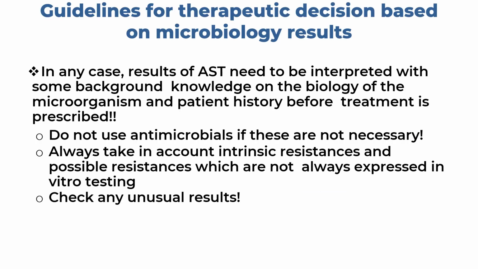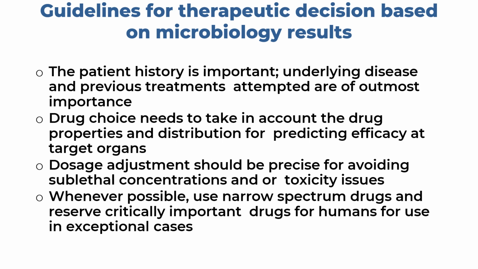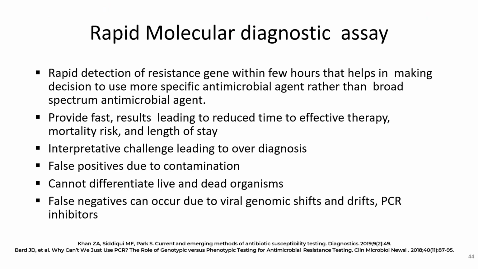In any case, the results of sensitivity testing need to be interpreted with some background knowledge of the organism, the pharmacodynamics, antibiotic resistance mechanisms, and the patient history. Notice the antimicrobials if they are not necessary. Always take into account the natural resistance also, and check for any unusual results of the antibiotic against organisms. The patient history is very important, to underline the previous treatment. The drug choices need to take into account the drug properties also, like pharmacokinetics and pharmacodynamics. Whenever possible, use a narrow spectrum antibiotic, or a broad spectrum antibiotic for serious cases.